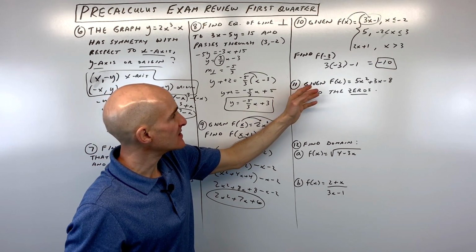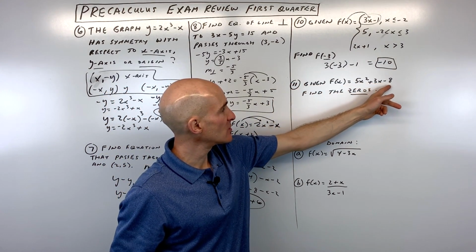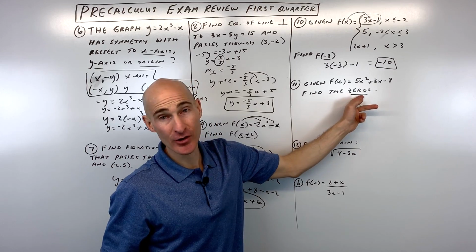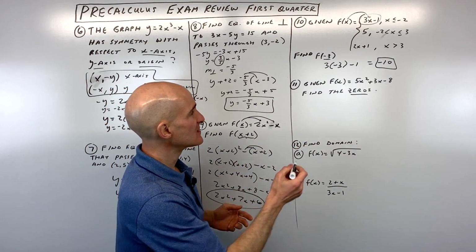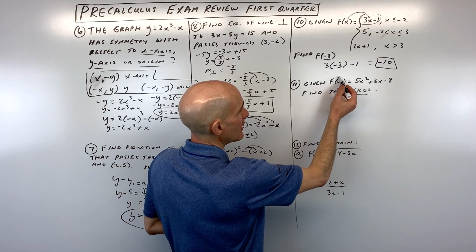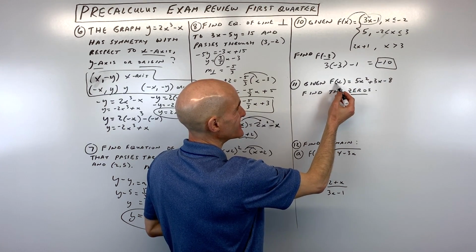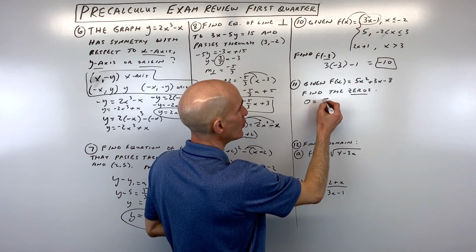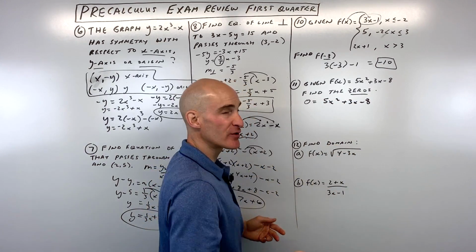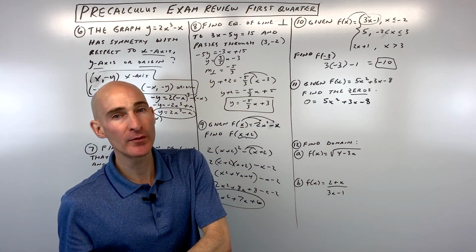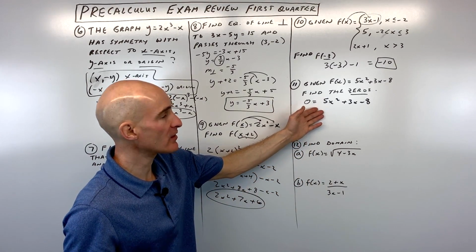So for number 11, it says, given f of x equals this equation, how would you find the zeros? So what does that mean when they say find the zeros? Well, zeros means that the y value, f of x, which is like our output or our y value, is 0. So all I'm going to do is set this whole equation equal to 0, and then we're going to solve. Now there's a couple different ways to do this. You could use the quadratic formula, you could factor, you could complete the square, etc.